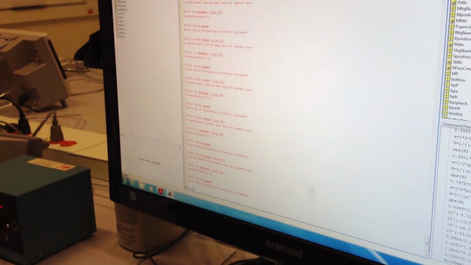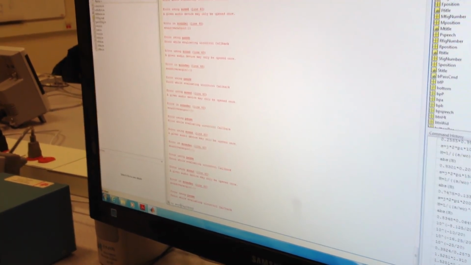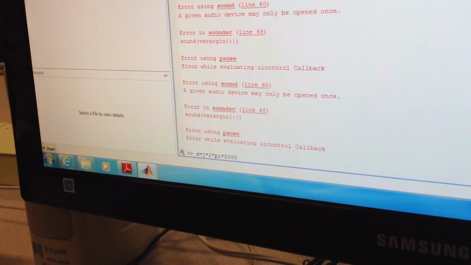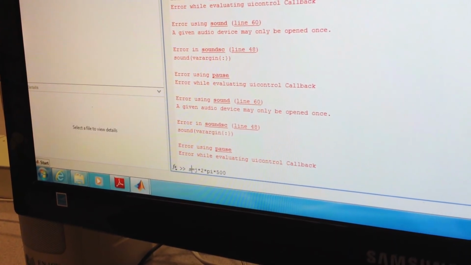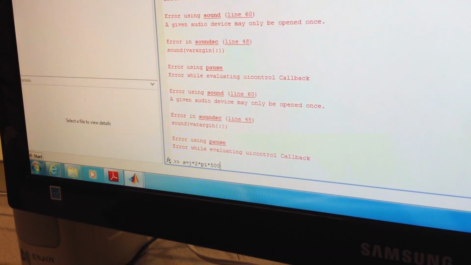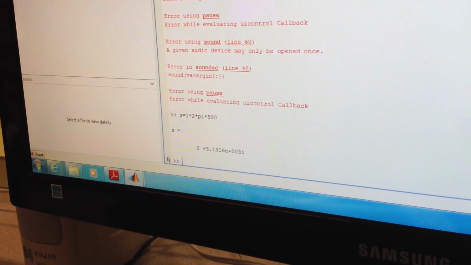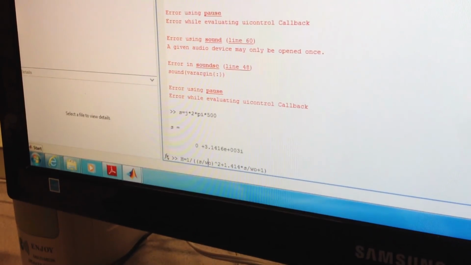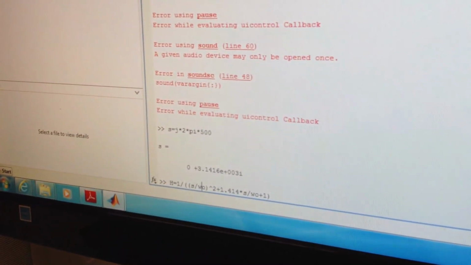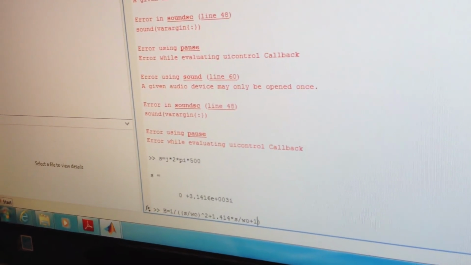So let's first define S. S is J multiplied by 2 pi times the frequency, for example 2000, but take it first as 500. So that's S, J, 2 pi, 500. So this is the first bin now. What about H? H equals 1 over (S over omega naught, where I already defined omega naught as 2 pi F naught, squared plus 1.414 S over omega naught plus 1).